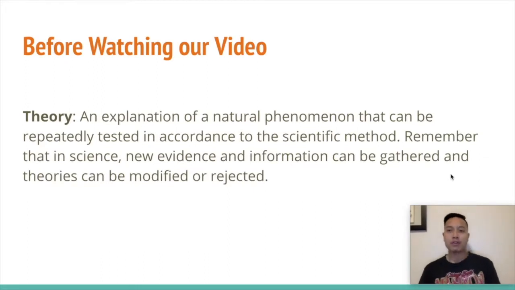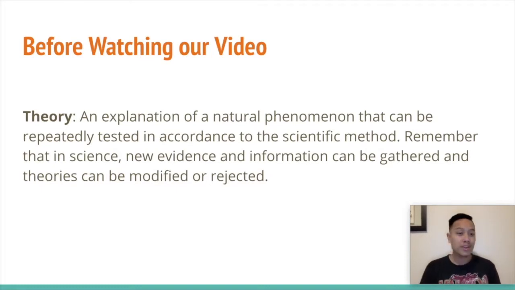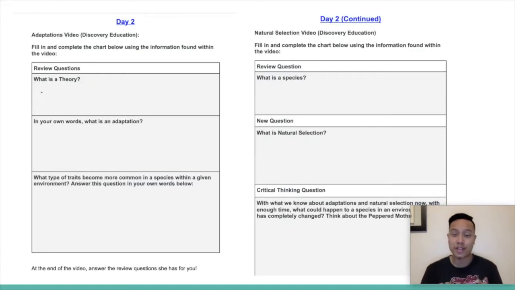Before watching our video, I want to go over one scientific term and its definition because you are going to hear this within the video. The word theory is going to pop up. A theory is an explanation of a natural phenomenon, something that happens in the natural world of ours, that can be repeatedly tested in accordance with the scientific method. Remember that in science, new evidence and information can be gathered, and these theories can be modified or rejected later in the future.